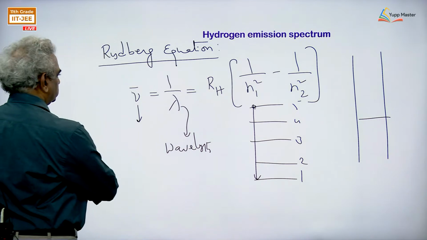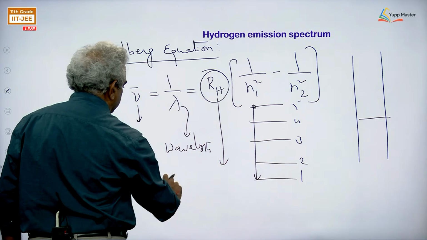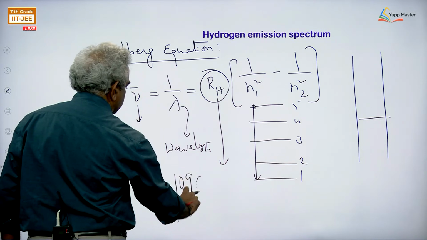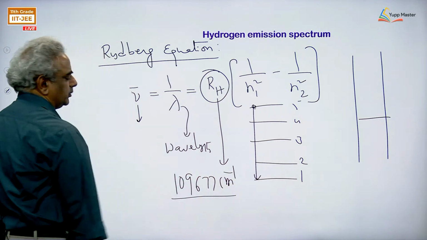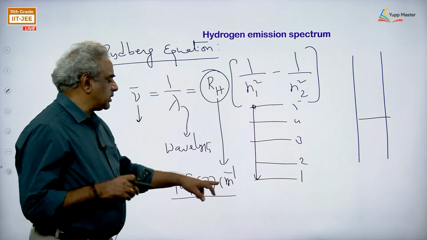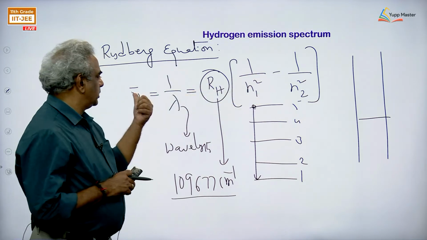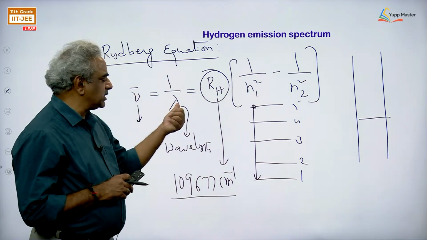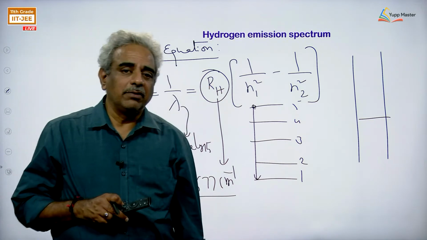And what is this RH? This is a constant called the Rydberg constant, 109,677 centimeter inverse. Why should it have centimeter inverse units? This has no units, that has no units. This is 1/λ, centimeter inverse, so RH has centimeter inverse value.